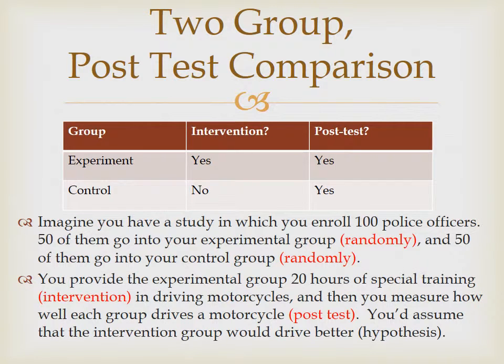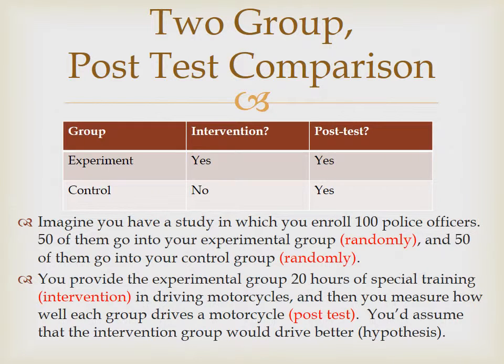You provide the experimental group with 20 hours of special training, that's the intervention, and the training is in driving motorcycles, and then you measure how well each group drives the motorcycle at the end, that's the post-test. You'd assume that the intervention group would drive better, that's our hypothesis.